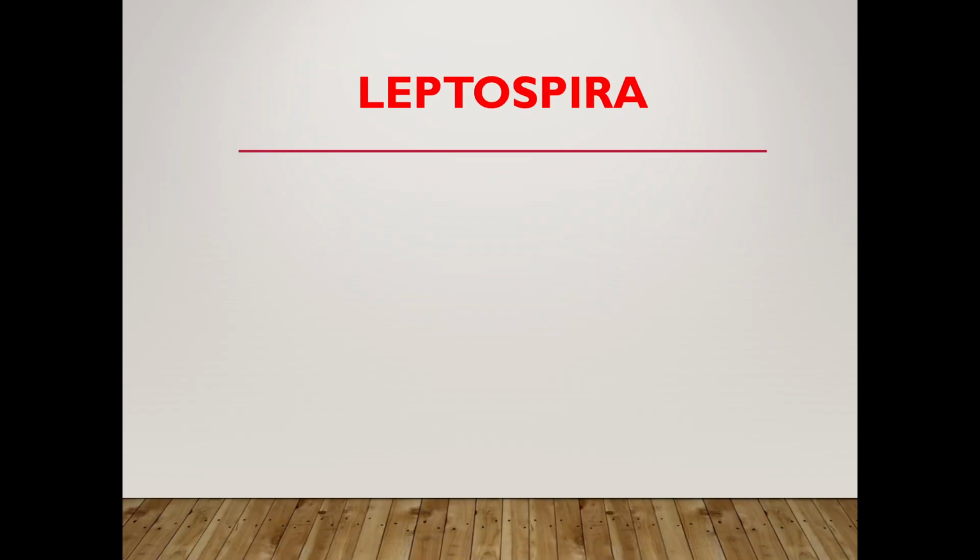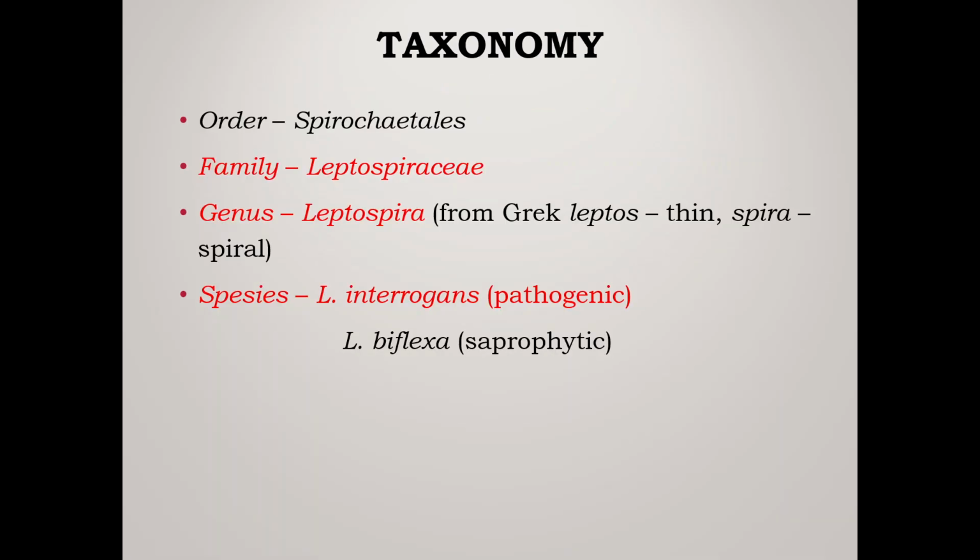And next, the last microorganism which we study, Leptospira. You see red color, Giemsa staining. Taxonomy: order Spirochaetales, family Leptospiraceae, genus Leptospira, from Greek leptos, thin, and spira, spiral. Species Leptospira interrogans, pathogenic, causes infectious disease, and Leptospira biflexa, a saprophytic microorganism that never causes infectious disease.